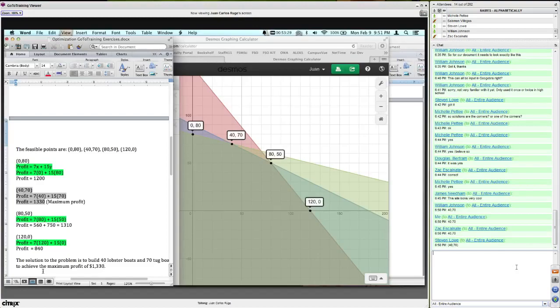Now, of course, you have to type a bigger document. It's not only one sentence and that's all. Okay, guys, this is how you solve a two variable problem. Questions. By the way, first problem is complete.